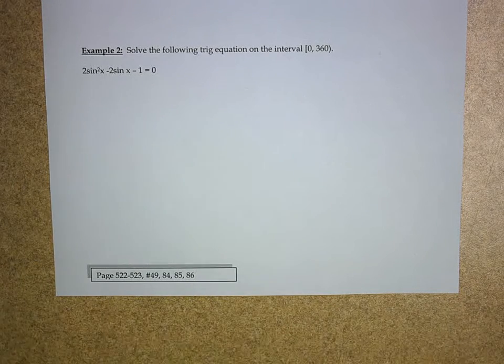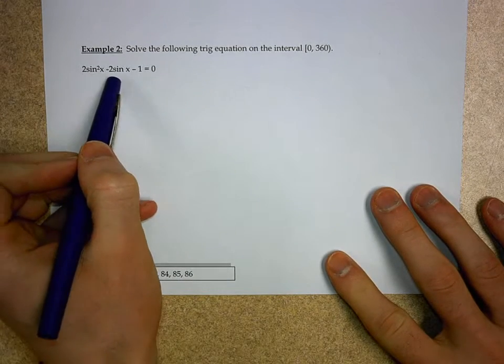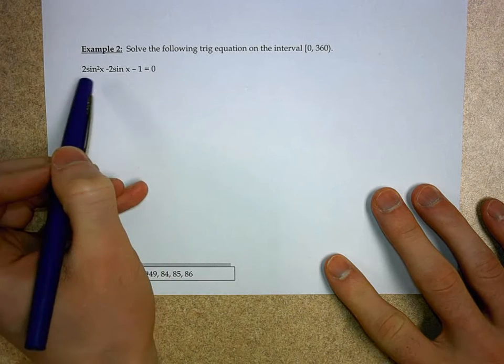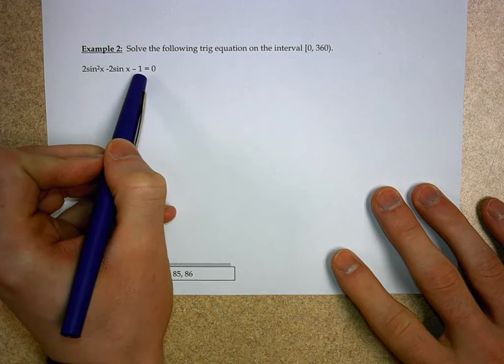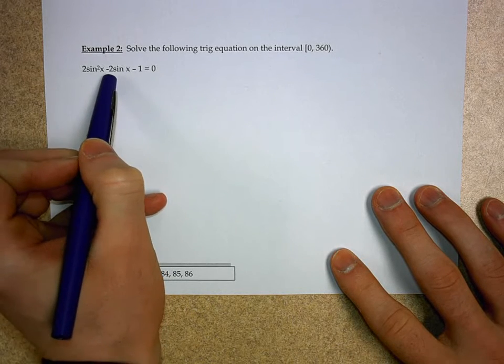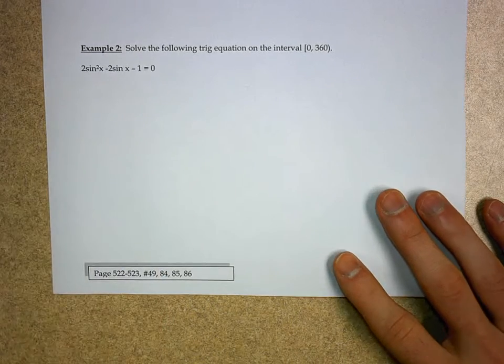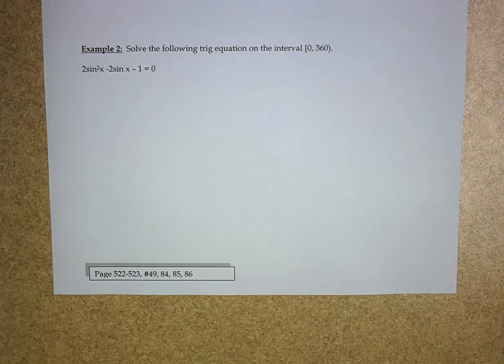Now, what do you do when you can't do MAC factoring? In this problem right here, 2 sine squared of x minus 2 sine of x minus 1, if I take the first number and multiply it by the back, 2 times negative 1 gives me a negative 2. What are the factors of negative 2 that add up to negative 2? And I'll say, there is nothing. And what did we do first semester when we ran into this situation?